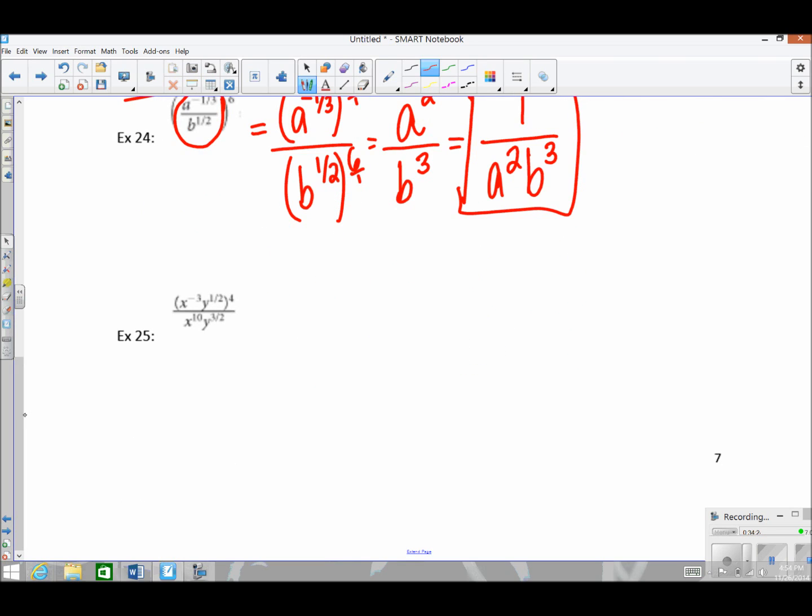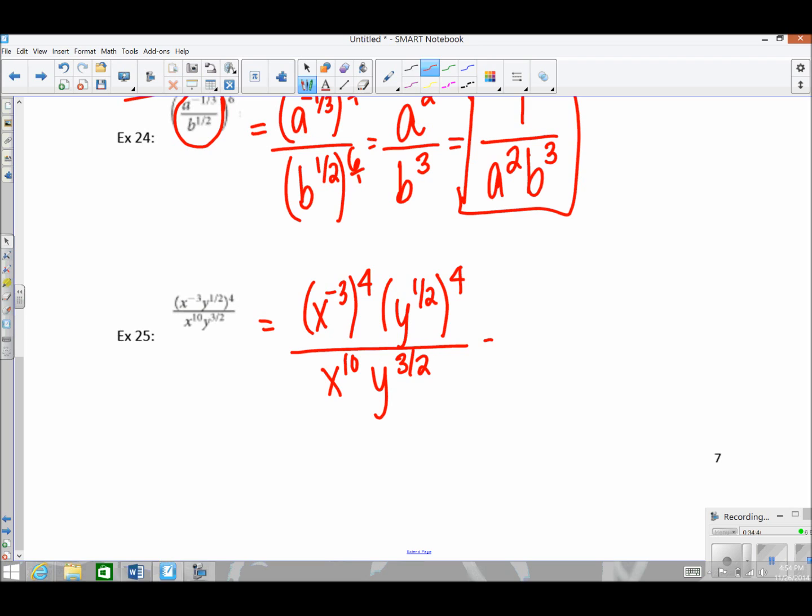All right, last and final example here. So I have an expression here up top that has everything in parentheses being raised to the 4th. So the first thing I'm going to do is I'm going to take each individual piece and raise it to the 4th. And then I'm just going to copy everything in the denominator. So now I'm going to simplify the top. So I have x to the -12 and y to the 2nd. When you multiply those exponents, over x to the 10, y to the 3/2.